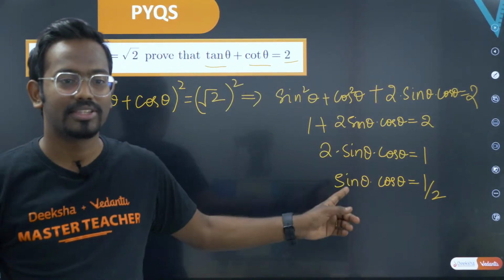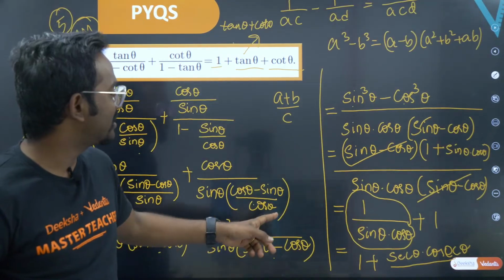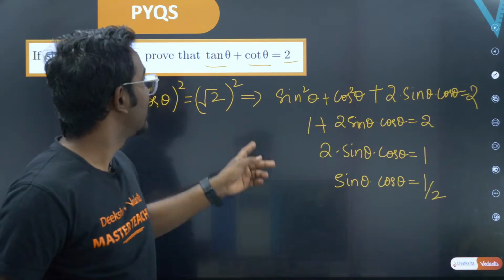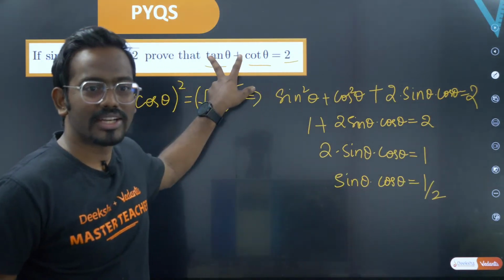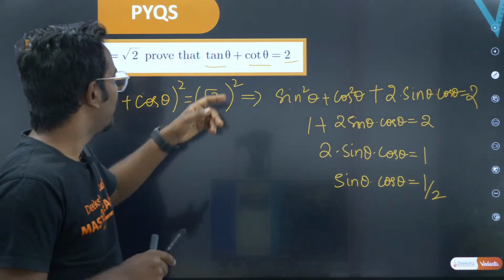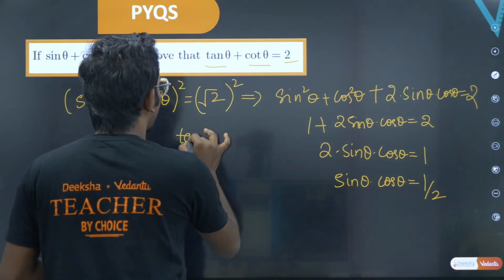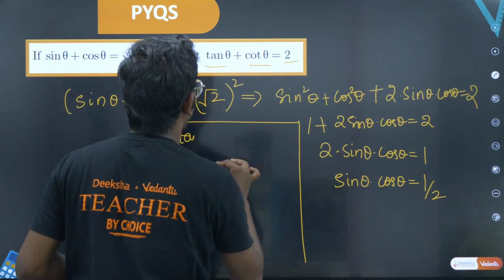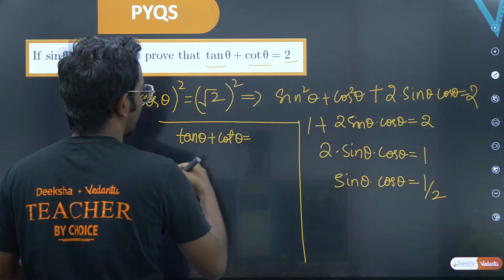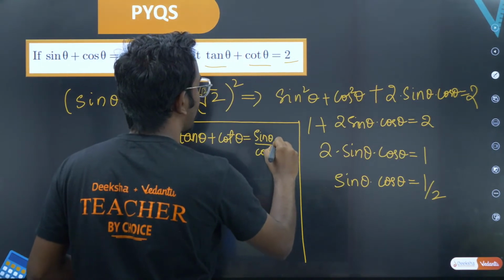Remember, you ended up with sin theta into cos theta. In the last question also you ended up with something like this, 1 by sin theta cos theta, and you wanted tan and cot. Here also you ended up with sin theta into cos theta, and you want tan and cot. By now you might have got the answer. See, I'll take this as a separate part. Tan theta plus cot theta is nothing but sin by cos plus cos by sin.